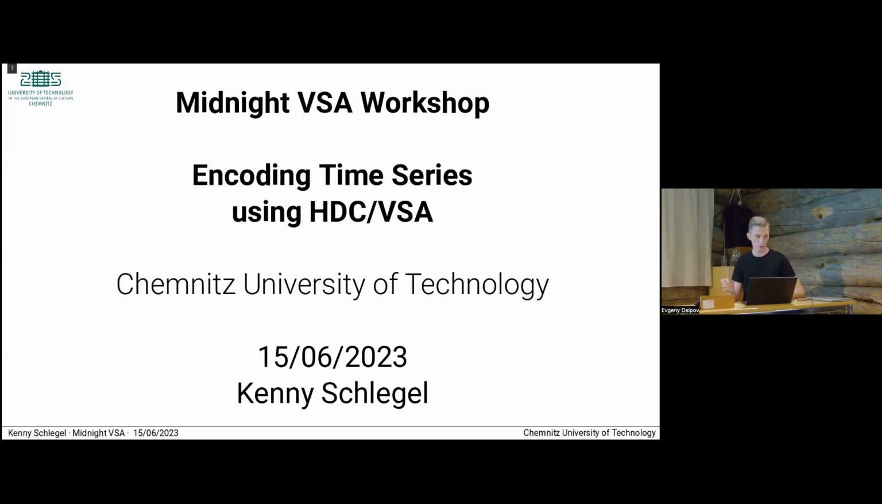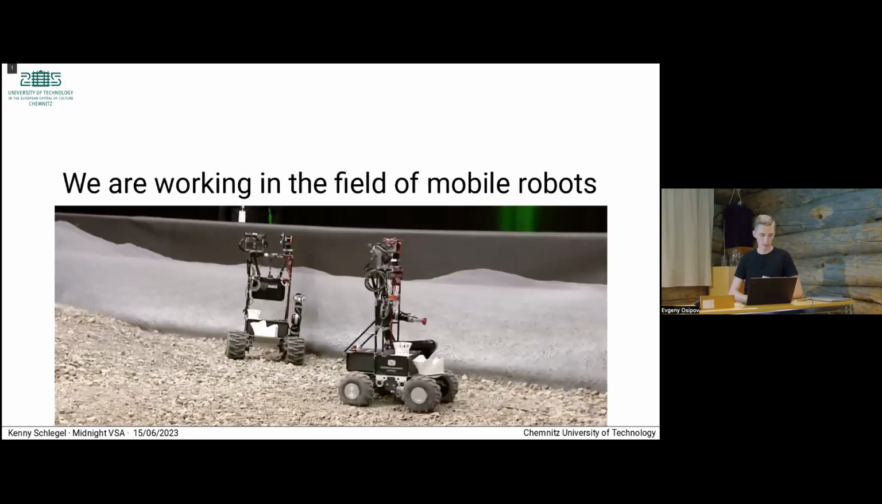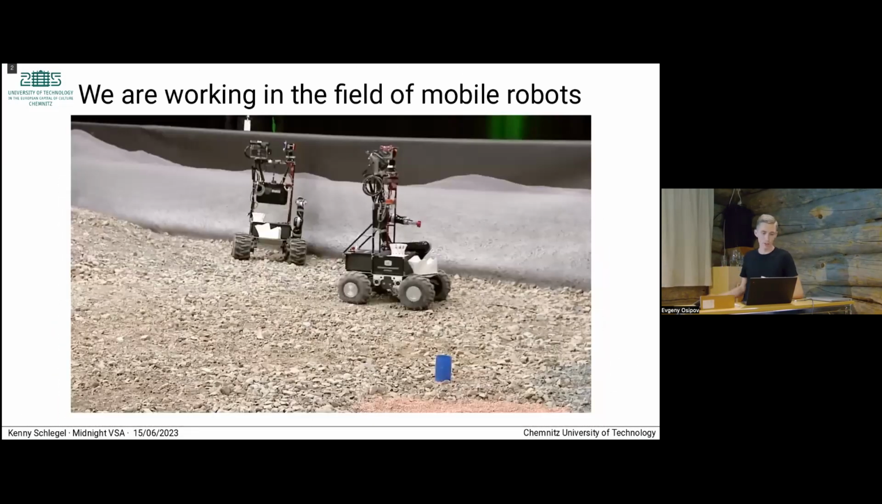But first, before I go into this topic, I would like to tell you something about our background and our team. We are working in the field of mobile robots. Here you can see two of our robots working in an unknown environment and trying to collect some objects. That's a standard application of mobile robots. And we are in the perception field, so computer vision, sensor processing, and so on.